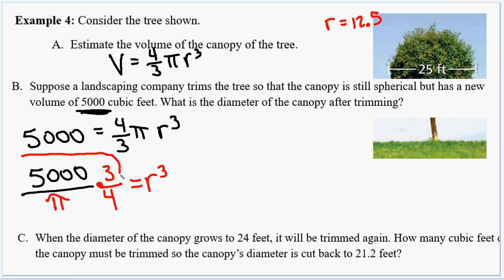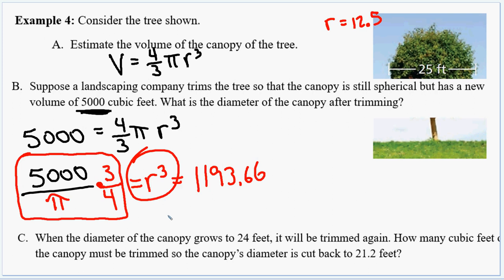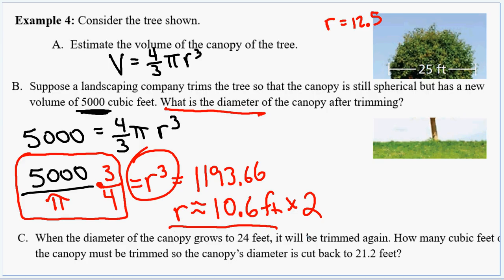So if we do this over here, 3 times the 5,000, divide that by 4, divide that by pi, we should get r cubed is 1,193.66. And there is a cube root key on the TI-30 calculators. That should work and give us a radius of approximately 10.6 feet. But let's go back and read the question again. What is the diameter of the tree? So this is our radius. To get the diameter, we're going to have to multiply that by 2. So that would be approximately 21.2 feet for our new diameter.